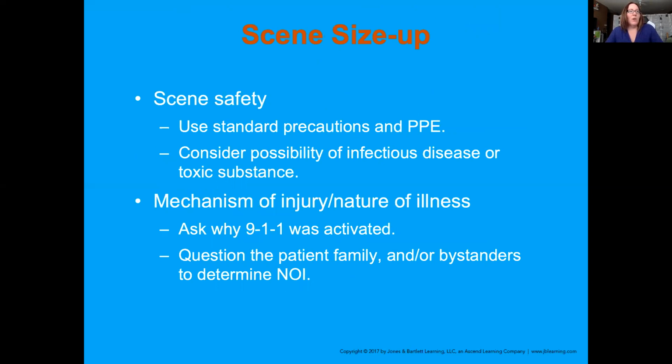So scene size up, we know our standard PPE. When you start getting dispatched, we're listening to what's going on. We're listening to the chief complaint. Does that make sense in your head? What equipment am I going to need for this patient or potentially need for this patient? The best you can plan ahead, all right? We can't plan for everything, and dispatchers aren't there on the scene to tell us exactly what's going on, all right? NOI is for nature of illness, all right, for a medical patient.